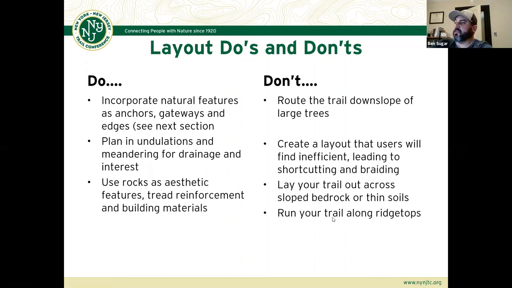A small thing is to try to keep your trail from riding right along the ridge line if you can, for a number of reasons. Sound tends to travel a little bit better along ridgetops, and so you could be disturbing other users. And also wildlife corridors tend to like to use ridgetops for travel, and putting your trail there could disrupt them.